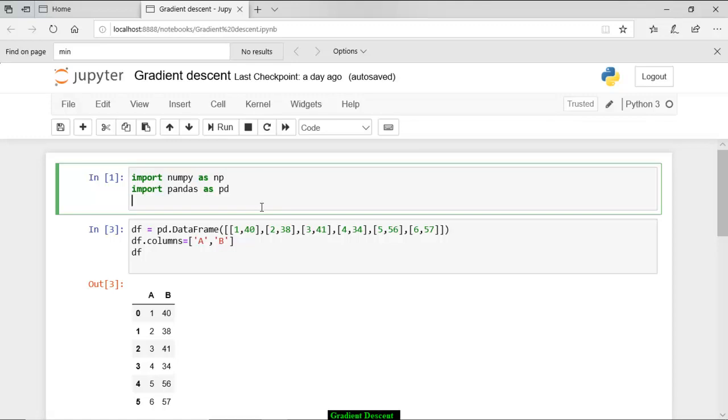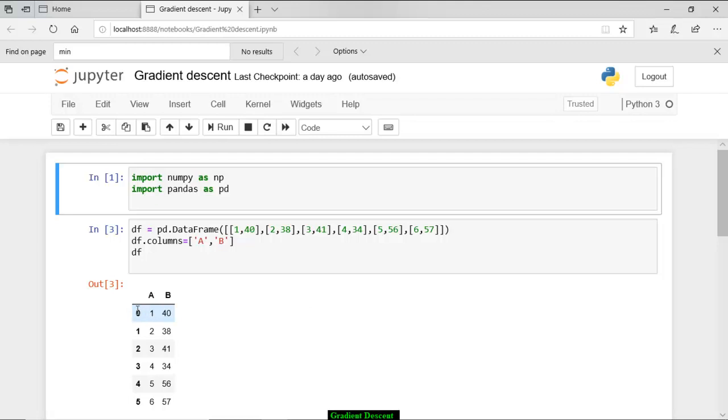This is a practical example to show how gradient descent works. For us to clearly understand, I have taken one data frame. I have created a data frame of my own having six values, having two attributes. The first attribute is an independent attribute. The second attribute is a dependent attribute.